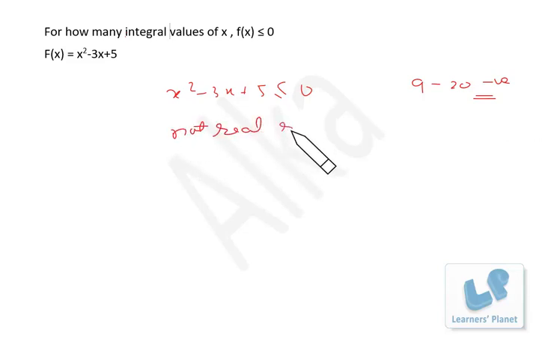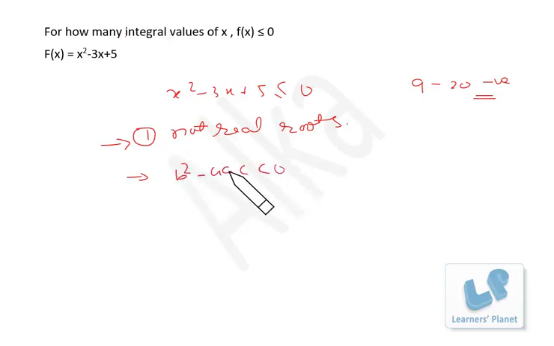Not real roots. Okay, so if the roots are not real, that means what? b square minus 4ac is less than 0, so roots are not real. That means this expression will always be positive. x square minus 3x plus 5 will always be greater than 0. It will not even be equal to 0, right? So for how many integral values of x is f(x) less than or equal to 0? No integral value, 0 is the answer. No value of x can make this expression less than or equal to 0.